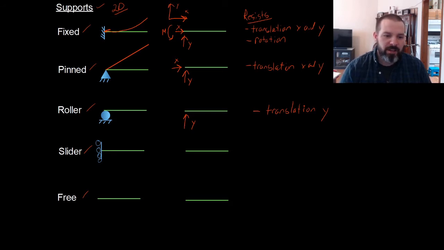The slider is kind of a more fun support. You see over here on the left it has wheels, so this whole thing can slide up and down in the y direction. So if you have a slider, it can generate a force in the x direction and a moment, but nothing in the y. So it can resist translation in the x and rotation.